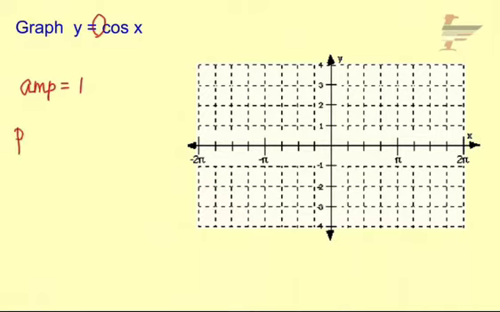And then the other thing we need to find is the period. Now period has a formula 2 pi over b, and our b value is whatever is right in front of the x. So 2 pi over 1, which just reduces to 2 pi.